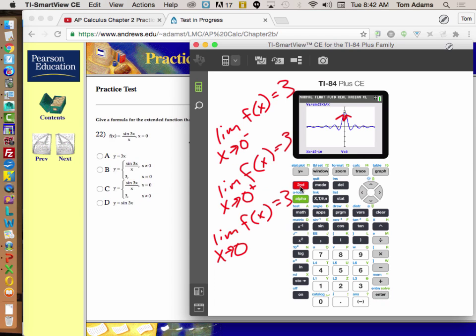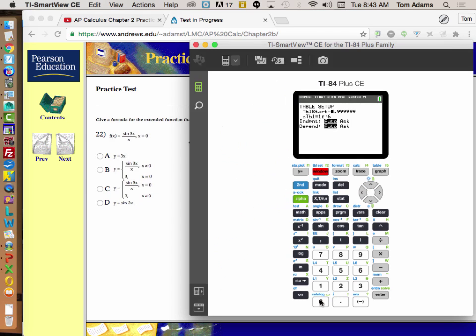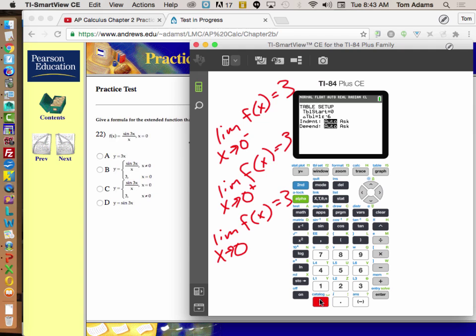Another way to verify that is to look in the table. And so let me set up my table, second window table set, and I'm going to plug in 3, and we're going to do a really small increment like that. And then just hit second graph for table, and no, I wanted 0. Whoops. So I want x to start at 0. All right, there we go. And now we'll do it.